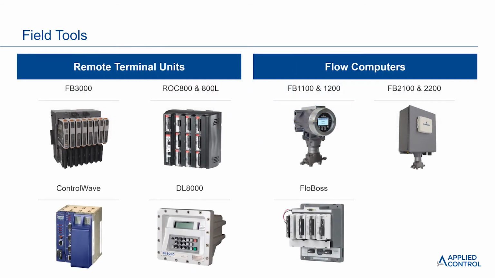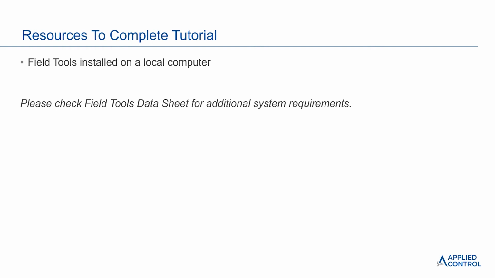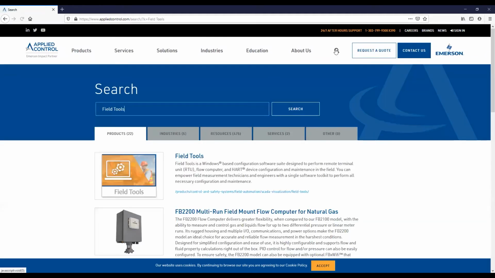Field Tools software suite is designed for field configuration and field maintenance of Emerson remote terminal units and flow computers. To complete this tutorial, you'll need Field Tools software installed on a Windows computer. For a complete list of software specifications, please reference the Field Tools datasheet available on our website.